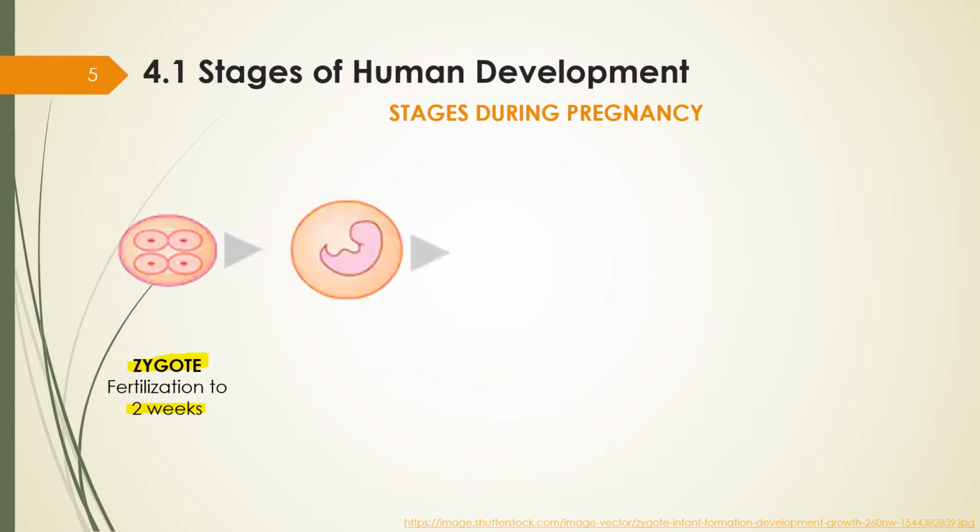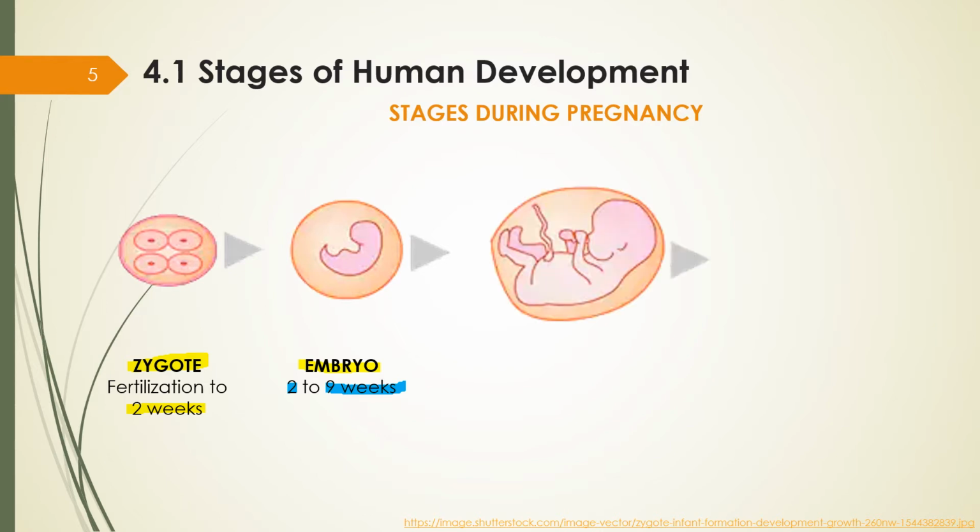After that, we start to see a little baby like that. Then we call it embryo. So from 2 to 9 weeks, I call it embryo. Okay, so the first stage is zygote, up to 2 weeks of fertilization, and from 2 weeks to 9 weeks, I call it embryo. After that, we can see a more visible baby, and I call it fetus. And fetus, I call it from 9 weeks until birth.